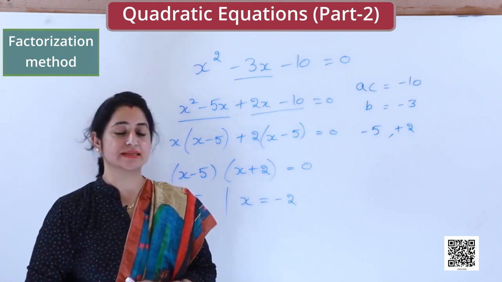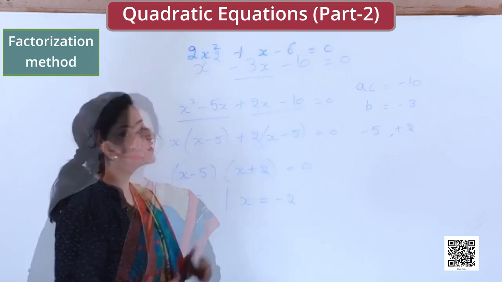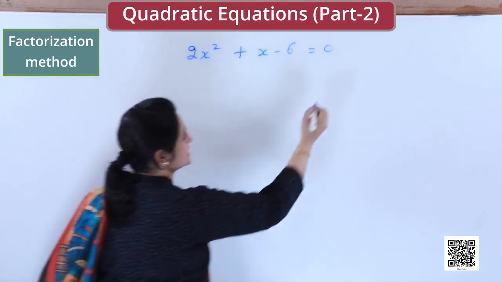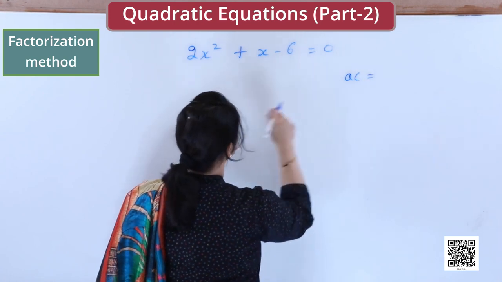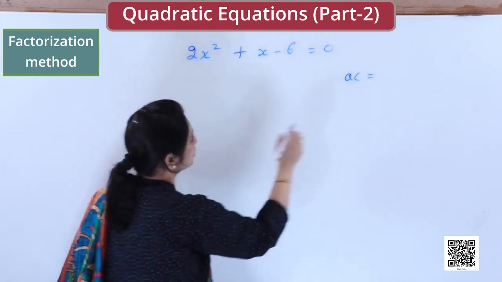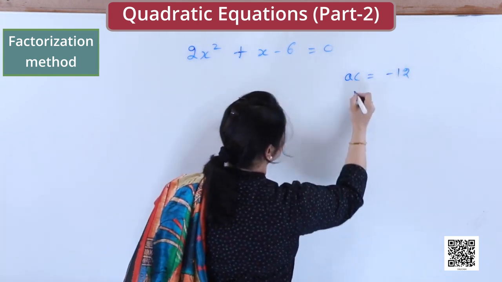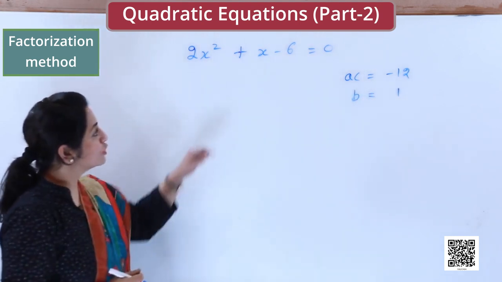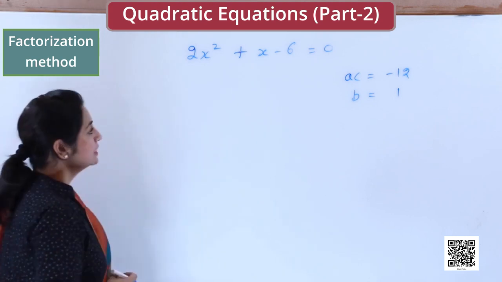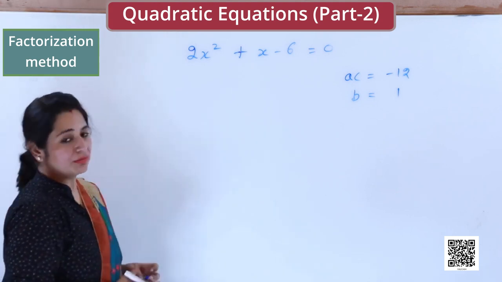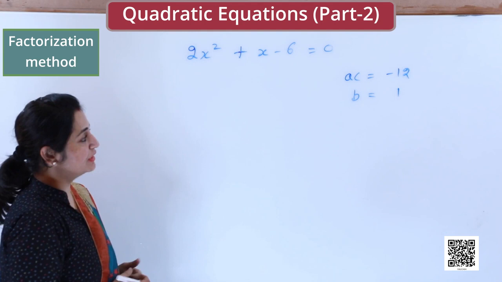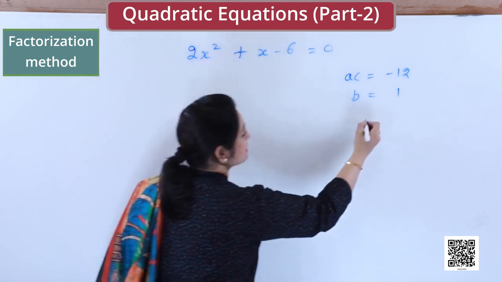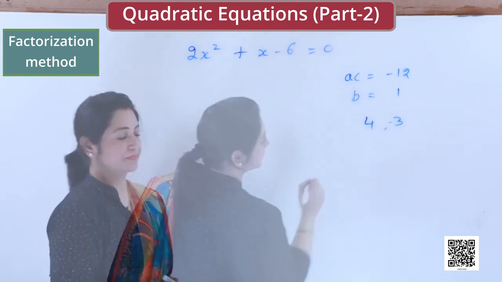Okay, so now let's see a few more examples of factors. Let's look at this one now. So first of all, we will need to find out the AC. AC here will be minus 6 multiplied by 2, that is minus 12. And B will be 1 only, because coefficient of x here is 1. So now to find out two numbers whose product is minus 12, we will factorize them and whose addition should be 1. So we can simply take 4 and 3.